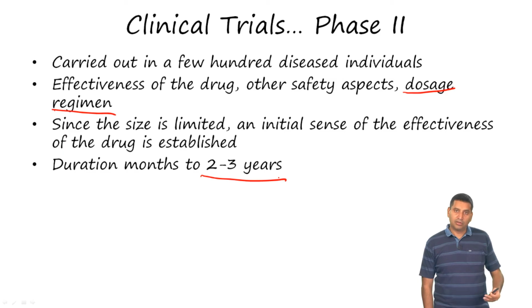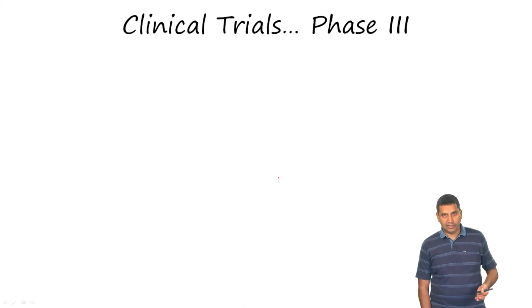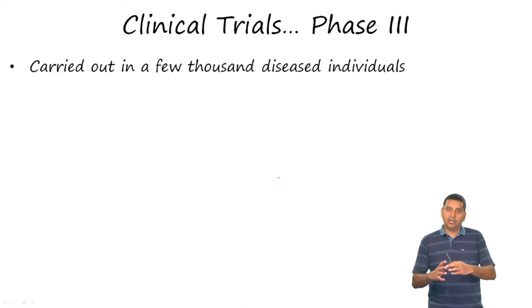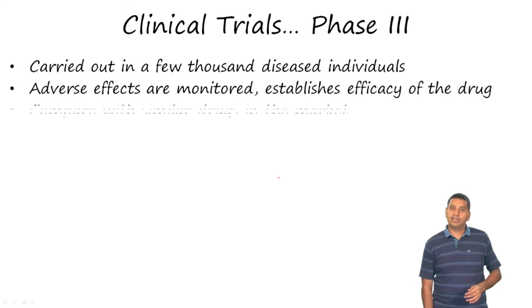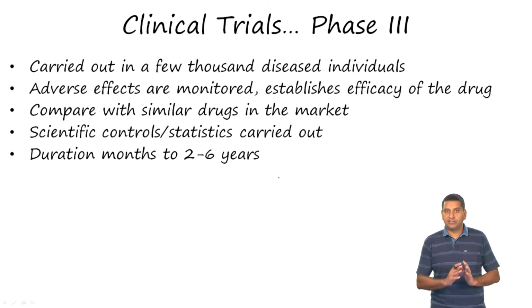After the drug crosses this phase, that means that there is some evidence for efficaciousness or effectiveness of the drug, it is taken into phase 3. In phase 3, a few thousand individuals are recruited, and once they are recruited, a number of things are monitored, including adverse effects, whether there are off target effects, whether there are any allergies and so on, and a thorough study is carried out.